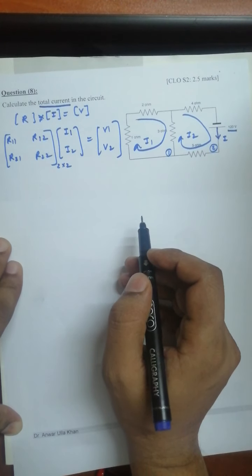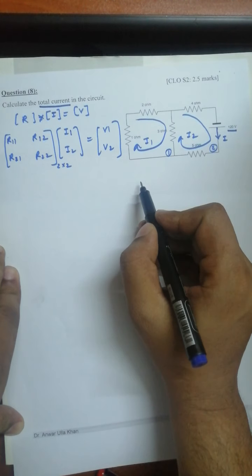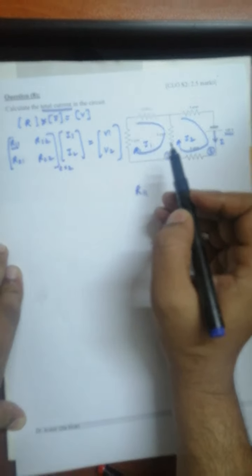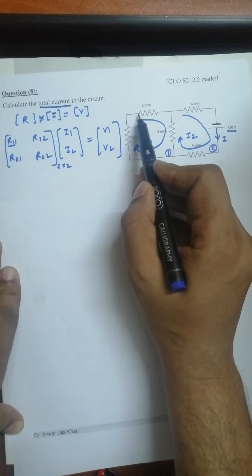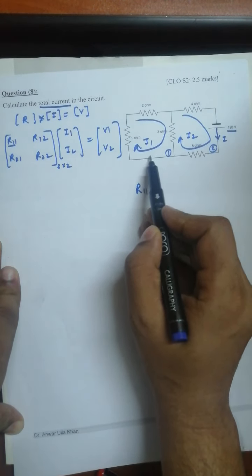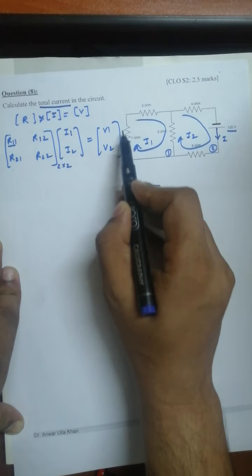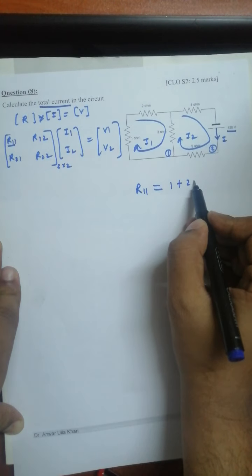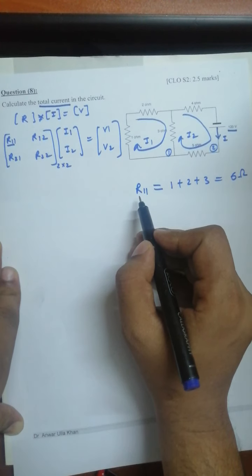Now our target is to find R11, R12 and the rest. R11 is the sum of all the resistance in mesh 1. There are three resistors, this plus this plus this. So it is 1 plus 2 plus 3, which is 6 ohm. So R11 will be 6 ohm.